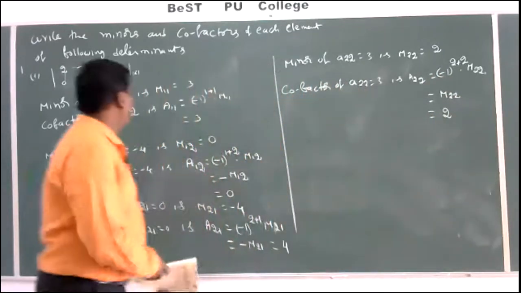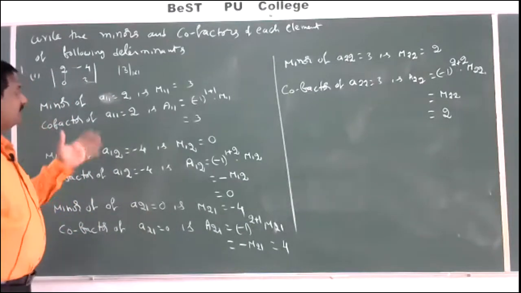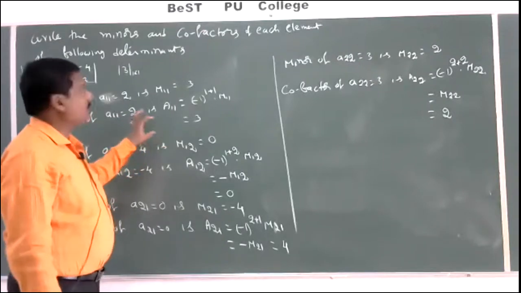In this way we can write the minors and cofactors. These concepts will be used in a 5 marks question in exercise 4.6. Very, very important concept.